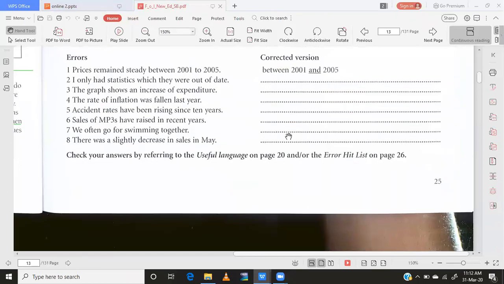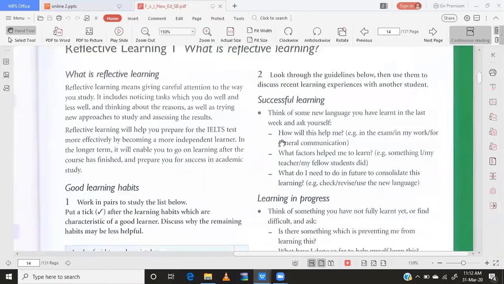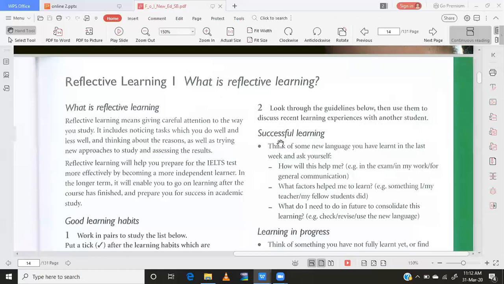Now open your books, students, page 27. Reflective learning. Students, this is important information for you to read on this page. But before we start, we have to clarify 2 terms here: 1, reflect on, and 2, reflective. What do they mean? Reflect on means think carefully about something. Reflective means thoughtful.